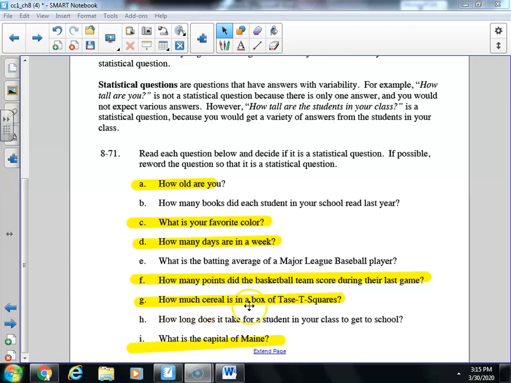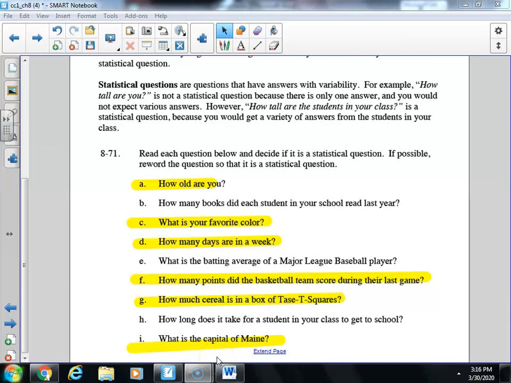Letter G, how much cereal is in a box of Tasty Squares? So we can reword this to say how many ounces of cereal are in a specific size box, like a regular size box or a family size box. And then letter I, what is the capital mean? This is not going to be able to be rewritten again because there's only one answer to that question.